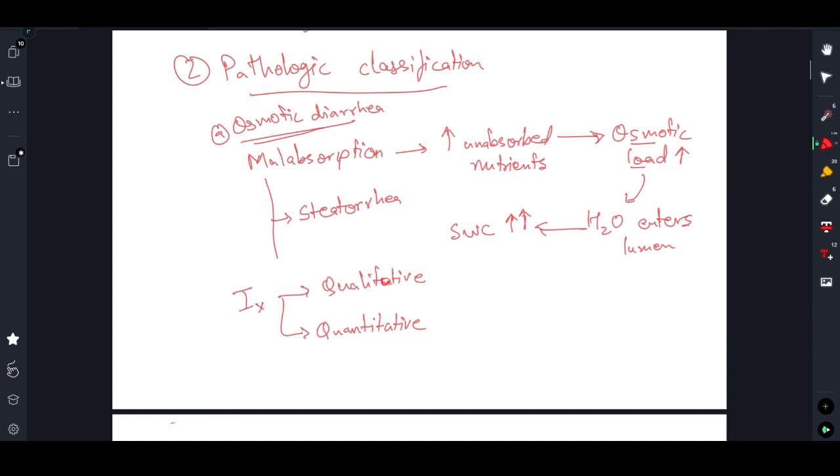So in case of qualitative, you will be using stains which will be staining the stool fat. And what are those stains? The most common one is Sudan 3.